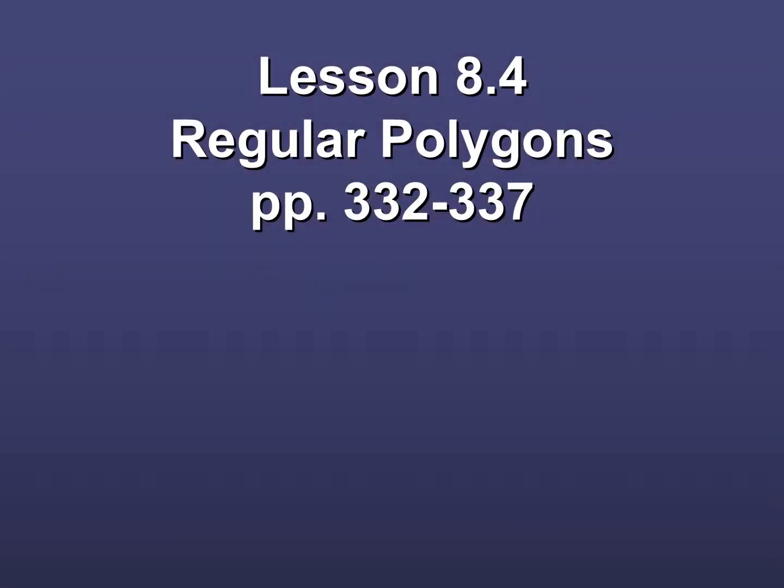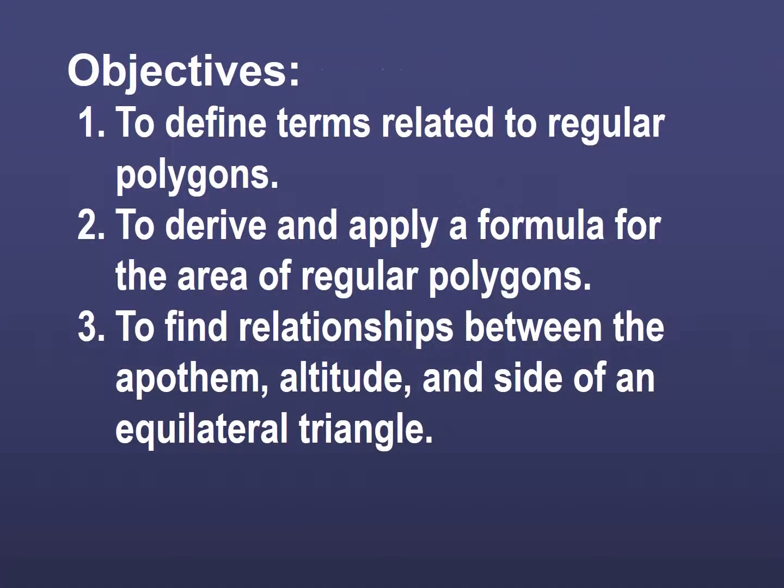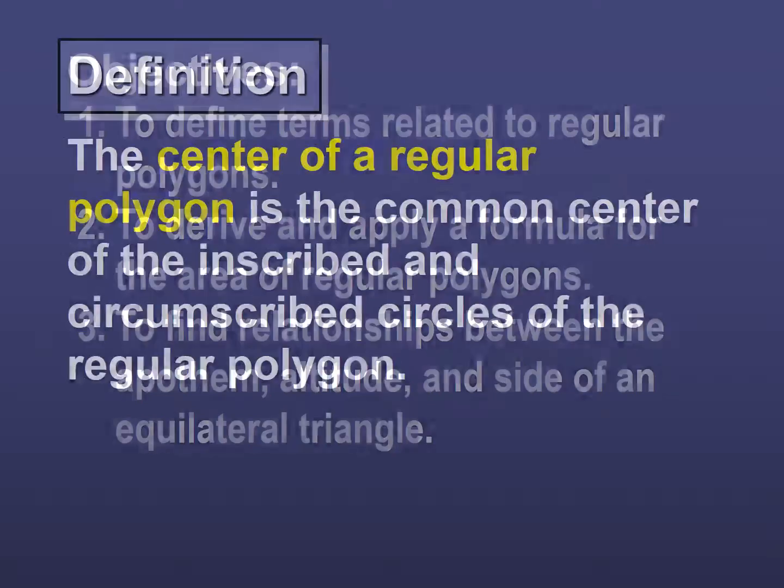Today we're looking at regular polygons and how to find the area for them. Just a reminder, a regular polygon is a polygon where all the sides are the same and all the angles are the same. We're going to define terms that have to do with regular polygons, then look at the formulas for the area of regular polygons, and then look at the relationships between apothem, altitude, and the side of an equilateral triangle.